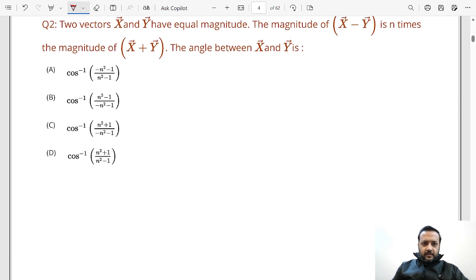This question is of vectors. Here x and y are two vectors of equal magnitudes, and the magnitude of x minus y is n times the magnitude of x plus y. Then we have to find the angle between x and y.